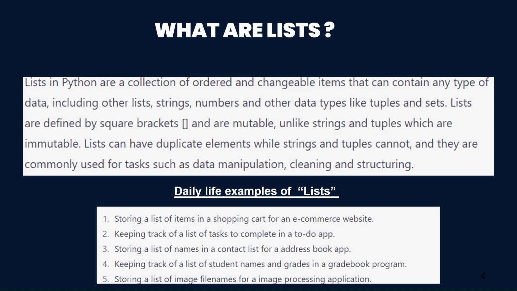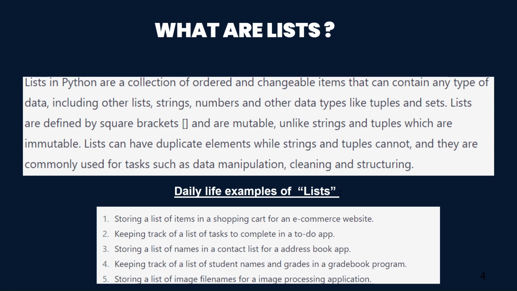So let's see some daily life examples of lists. Storing a list of items in a shopping cart for an e-commerce website. Keeping track of a list of tasks to complete in a to-do app. Storing a list of names in a contact list for an address book app. Keeping track of a list of student names and grades in a gradebook program. Storing a list of image file names for an image processing application. So these are some daily life examples.